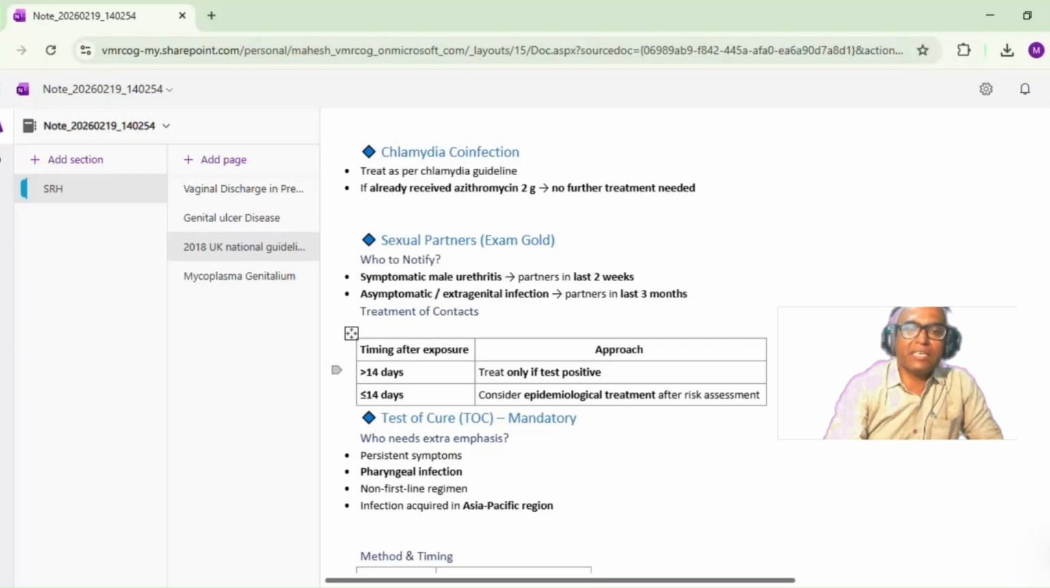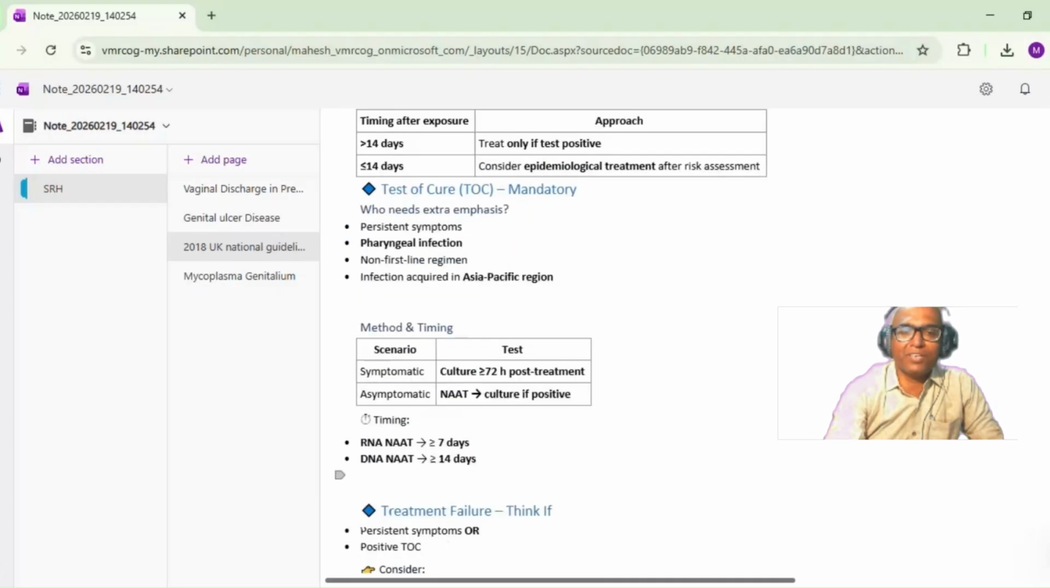And treatment of contacts. If the contact is presenting after 14 days, treat only if the test is positive. If there is a contact within the last 14 days, then consider epidemiological treatment after the risk assessment. So if the partner is coming within 14 days, you will give epidemiological treatment, and after 14 days only if the test is positive. What is the test of cure? Test of cure is mandatory. Who needs extra emphasis? Persistent symptoms, pharyngeal infection, non-first line regimen, and infection acquired in Asia Pacific region.